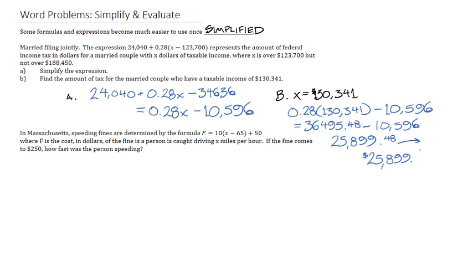In Massachusetts, speeding fines are defined by the formula F equals 10 times x minus 65 plus 50, where F is the cost in dollars of the fine if a person is caught driving x miles per hour. If the fine comes to $250, how fast was the person speeding?